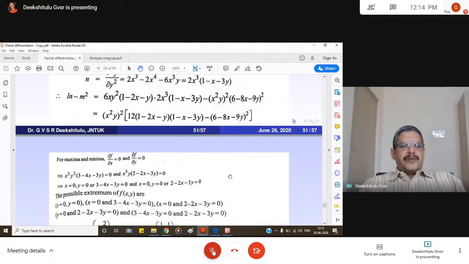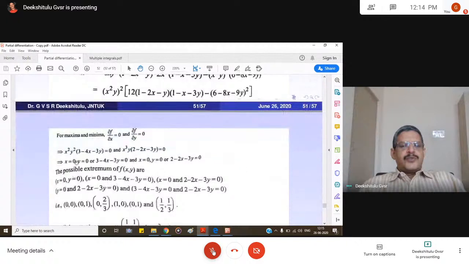So what are the different combinations we have? x is equal to 0, y is equal to 0, one pair. And then x is equal to 0, y becomes 1. And from this also, when y is equal to 0, x becomes 1. Otherwise, if you solve these two equations for x and y, we get 1 by 2 and 1 by 3. So there are different points we have.